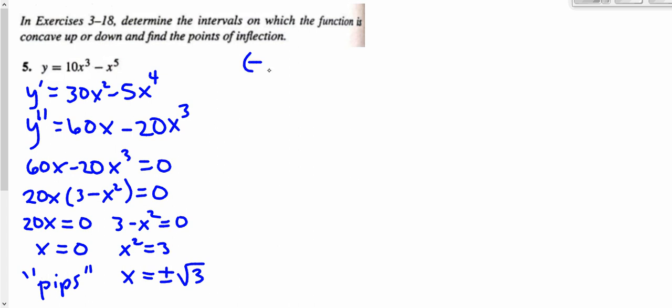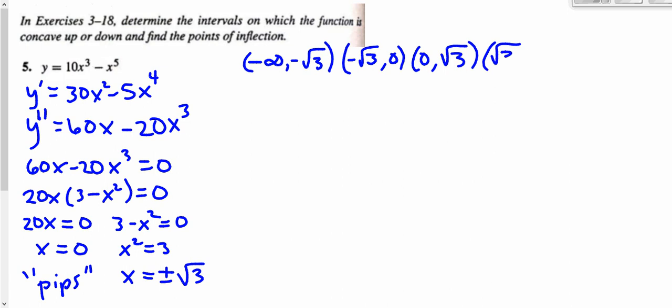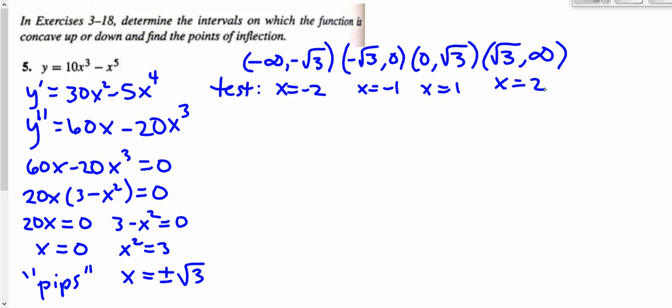So we have the interval from negative infinity to negative square root 3, the interval from negative square root 3 to 0, the interval from 0 to square root 3, and the interval from square root 3 to infinity. And what we want is a test point in each interval. We're going to test it into the second derivative. So I'm going to test x equals negative 2, negative 1, 1, and 2. And I'm going to plug those numbers into the second derivative and see if I get a positive or a negative. And here's the second derivative.